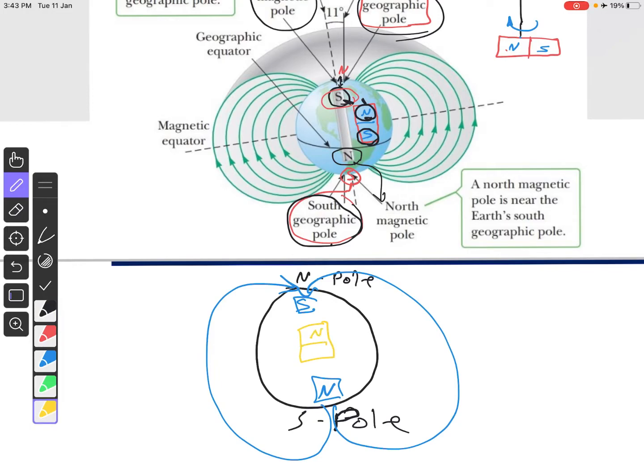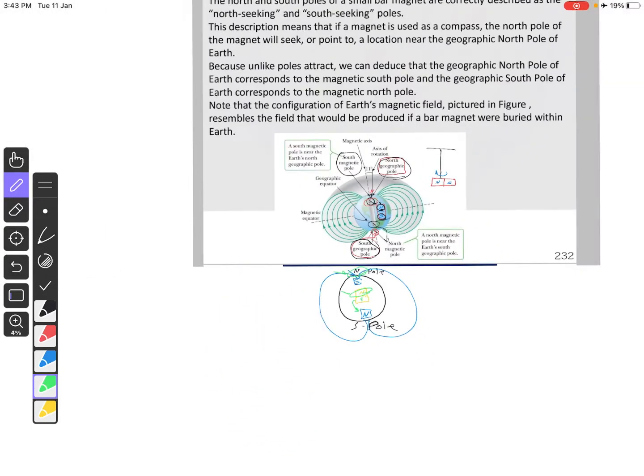The north will be near to the south of the magnetic, and the south will be near to the north magnetic. In other words, this north, isn't it the north of the Earth? Yes, it is. So that's why I can use any magnet as a compass. I hope you understand this revision from chapter 5, section 1.